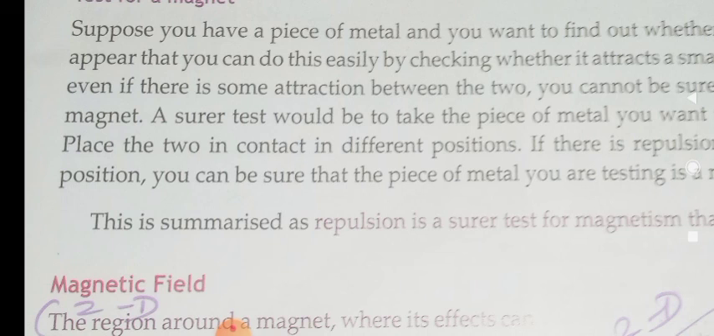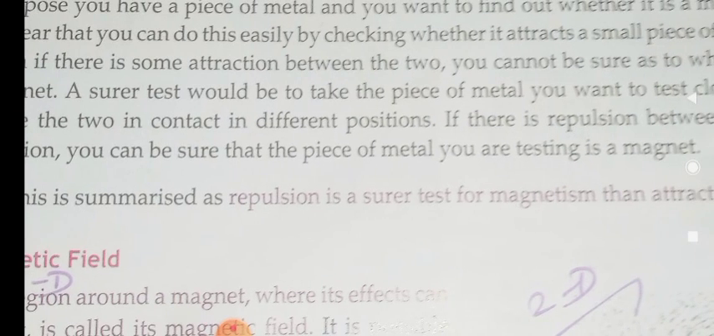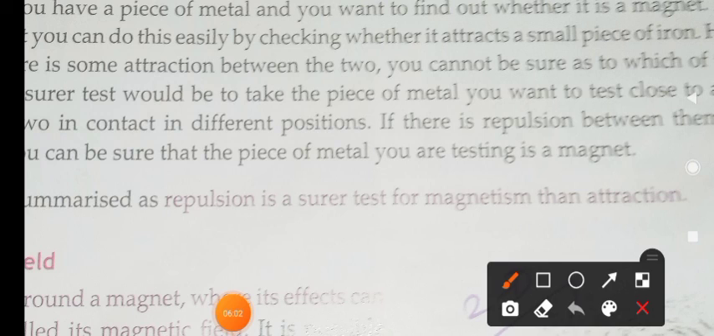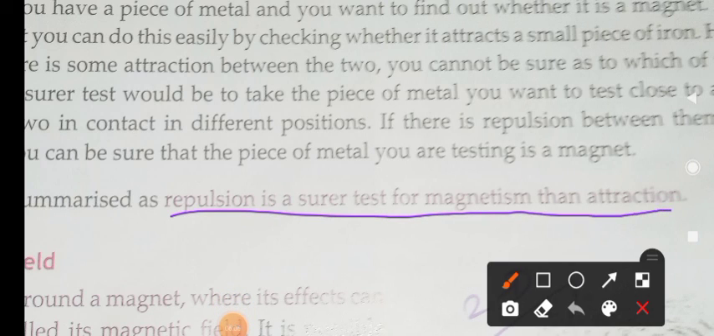Did you understand this concept, children? So this is summarized as: repulsion is a surer test for magnetism than attraction. Which is the surer test for magnetism? Repulsion is the surer test. Do you understand this concept? Repulsion is the surer test for magnetism than attraction.